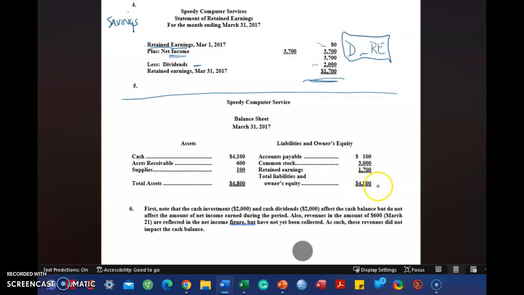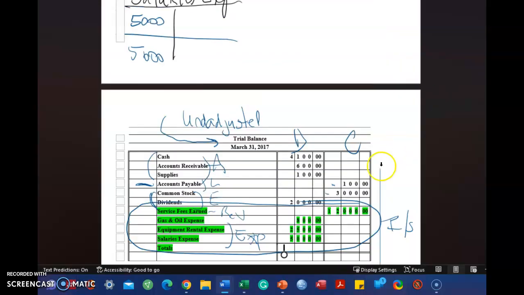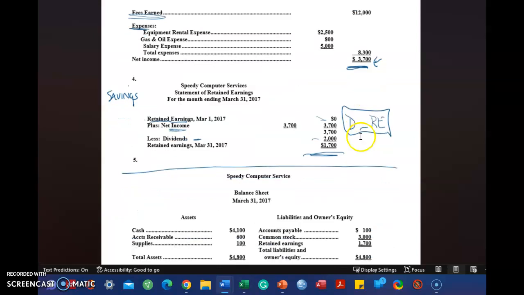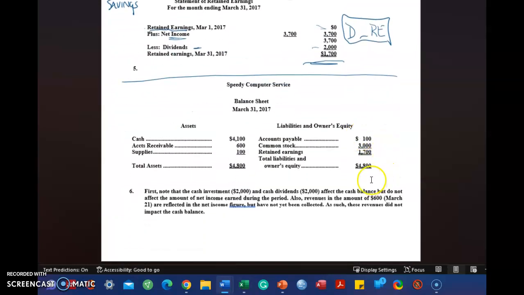So right now, on the balance sheet, retained earnings has dividends from the retained earnings statement. It has a combined net income when we take revenues minus expenses. So it has everything but the investment. Right? Where is the investment? Right here. So between these 2 lines, we have DIRE.